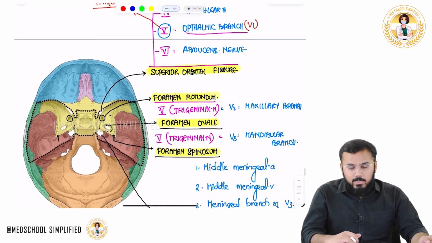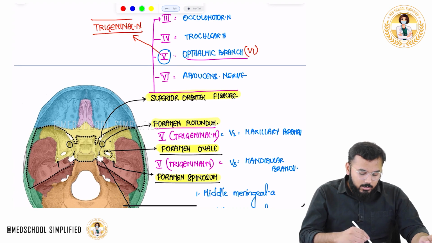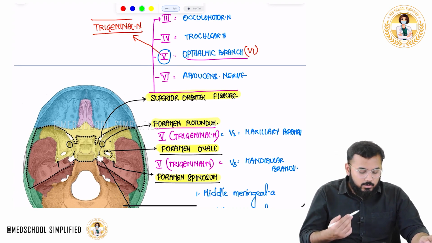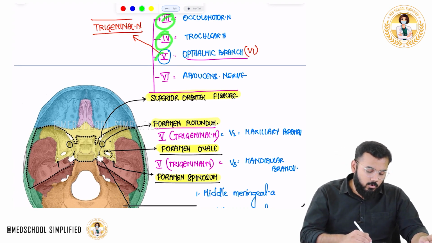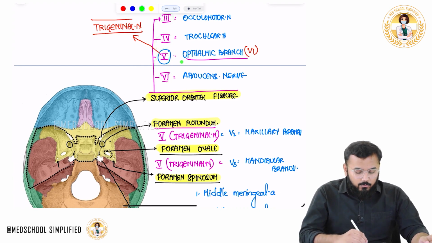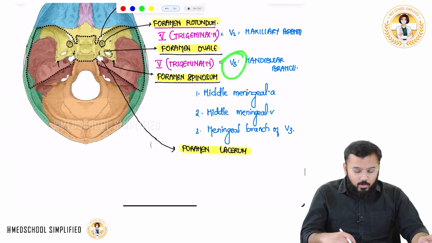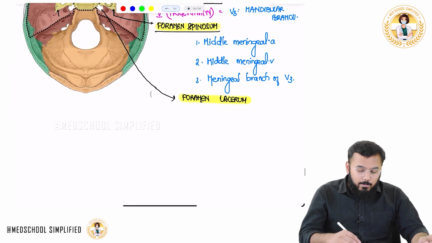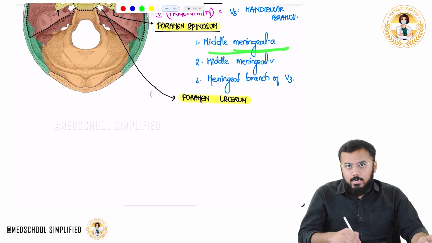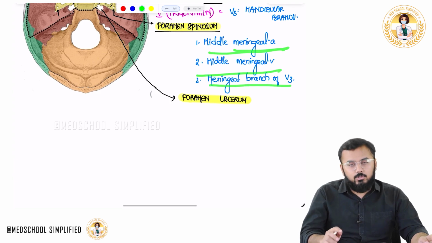And regarding the foramens, a very important thing: the superior orbital fissure is the one which gives a large number of branches, that is 3, 4, 5, 6. In 5, which one? V1, the ophthalmic branch. The next one is foramen rotundum, which gives V2, foramen ovale, which gives V3, and foramen spinosum, which gives the middle meningeal artery, middle meningeal vein, and the meningeal branch of V3.